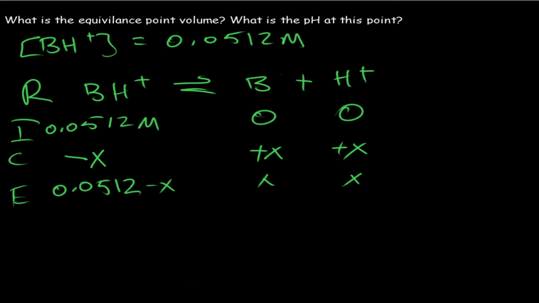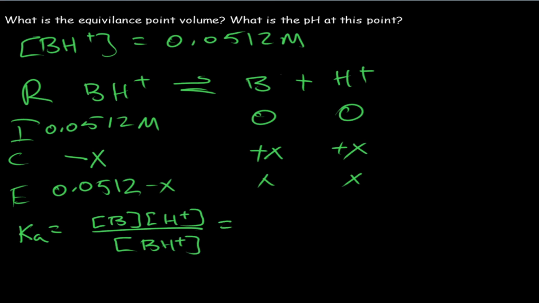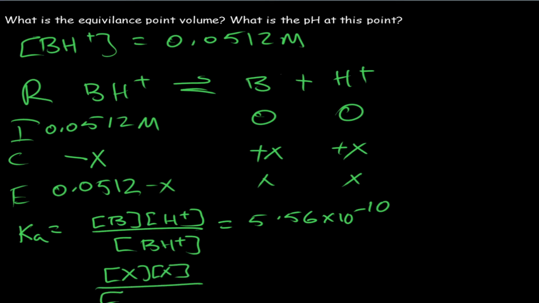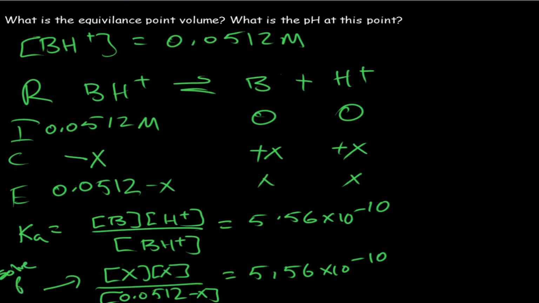How do you calculate the pH? Well, you need the Ka expression, which is B times H plus all over our BH plus. And that will give us a value of 5.56 times 10 to the negative 10. What is our B? X. And what is our H plus? X. And our BH plus is 0.0512 minus X. So we have to solve for X. And what will X give us? The concentration of our protons. So we can find our pH from that.